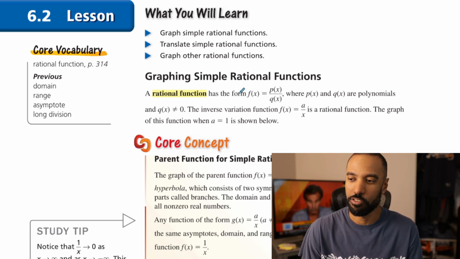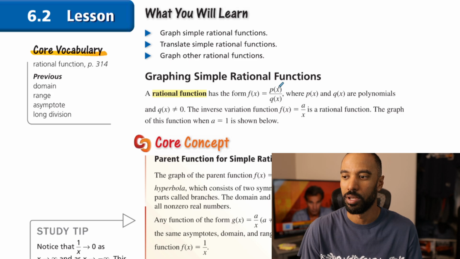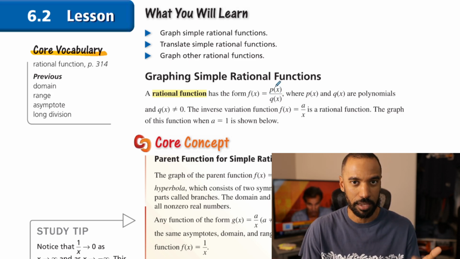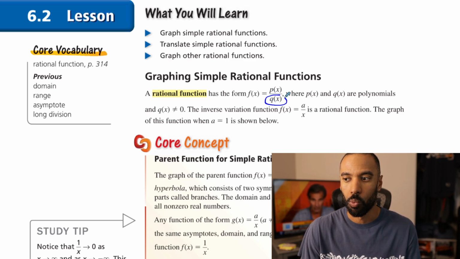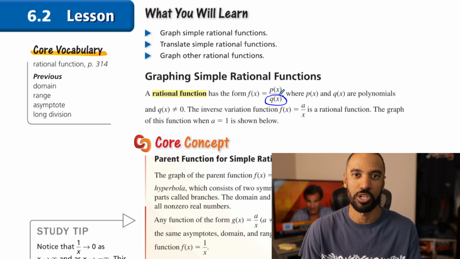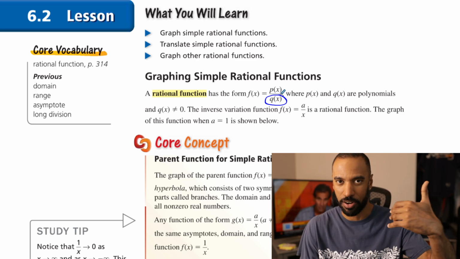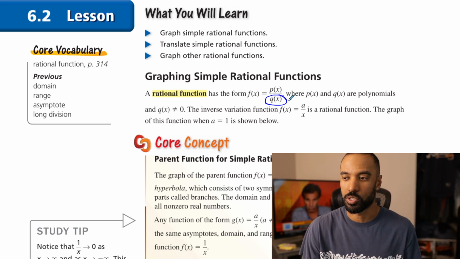A rational function has the form f of x equals p of x over q of x, where p of x and q of x are polynomials and q of x can't equal 0. Listen, you can't divide by 0 here, but rational functions is all about dividing a function by another function. Now, in the case of this being a polynomial, we're talking about this thing having variables in it. So that's where inverse variation is some version of a rational function, because we're dividing some constant variation by a variable. And that's what's going to happen here.